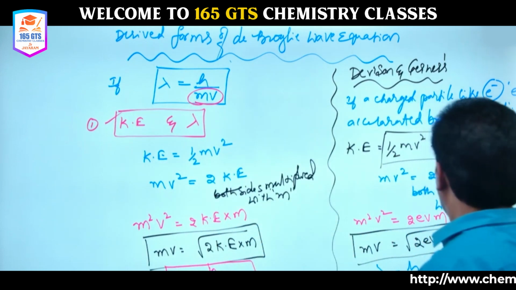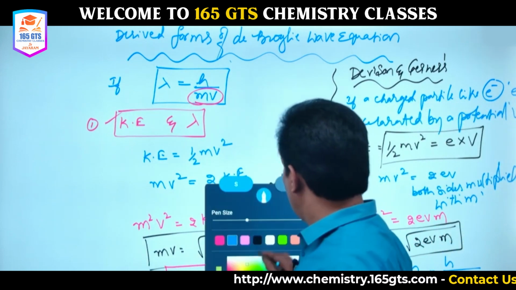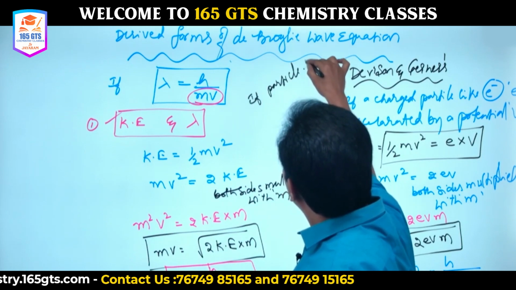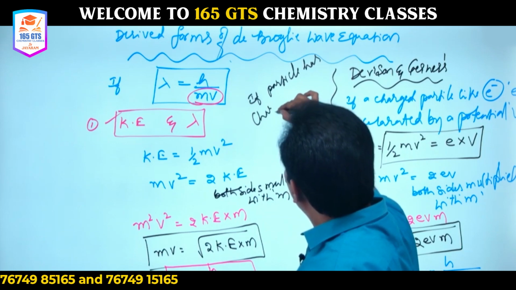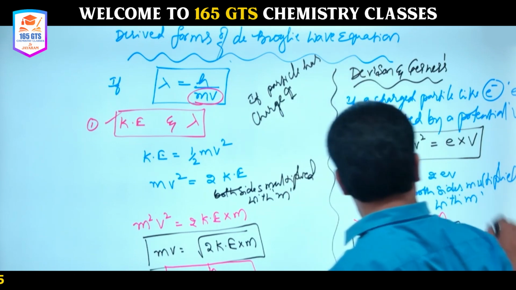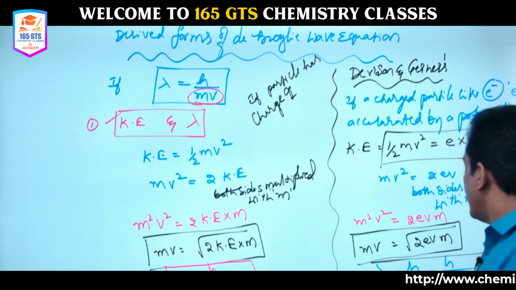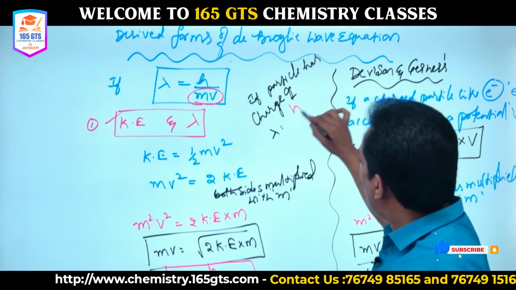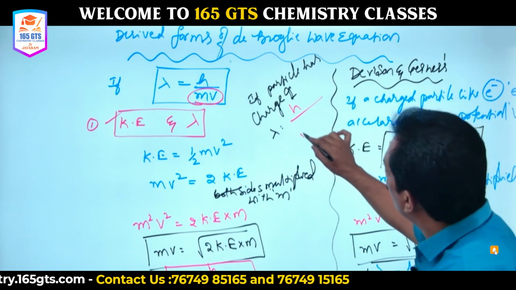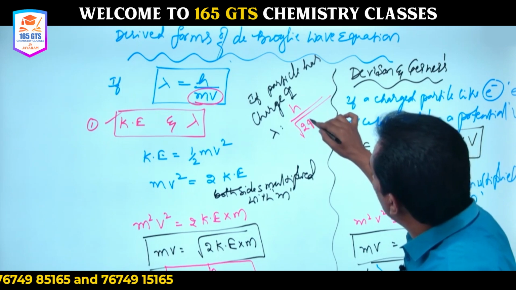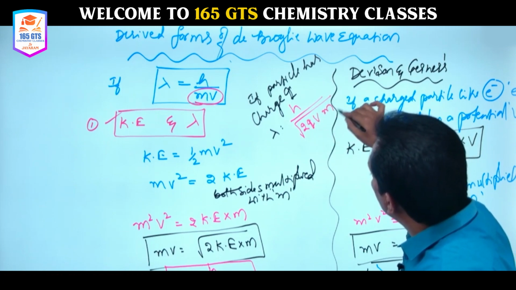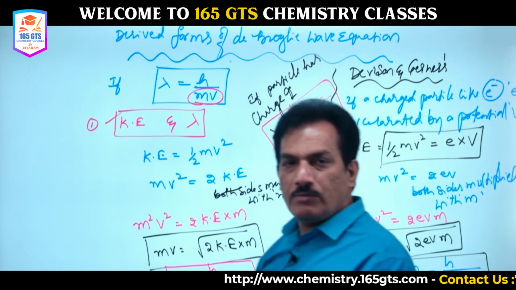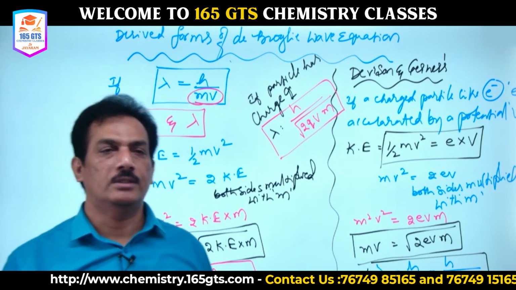Here e is the charge. If the particle has a charge Q, then the same equation we can write as lambda is equal to h by under root 2 Q V m, where V is the potential and m is the mass of the particle. This is Davisson-Germer's modification for de Broglie's wave equation.